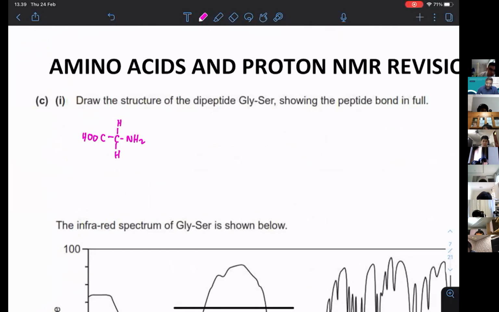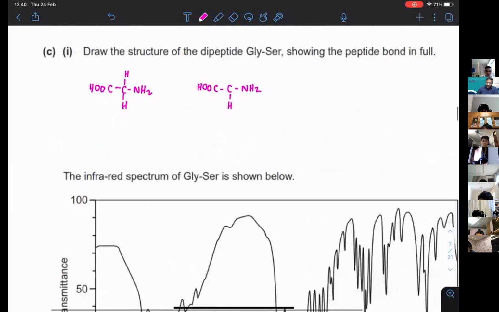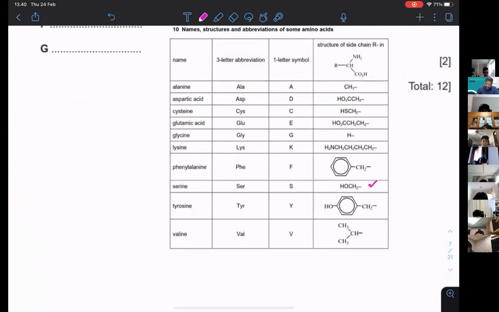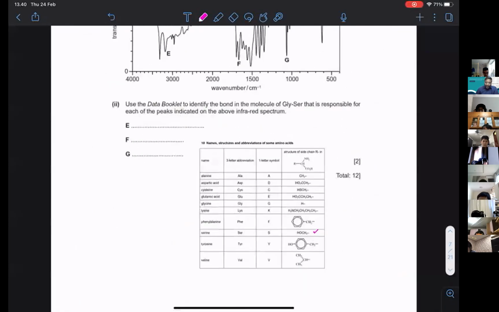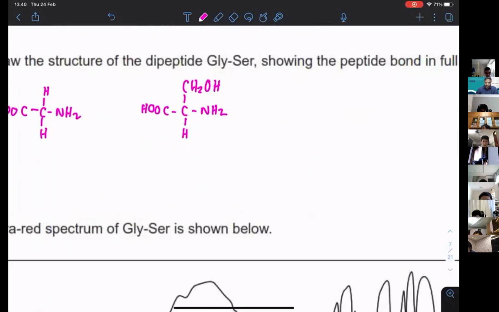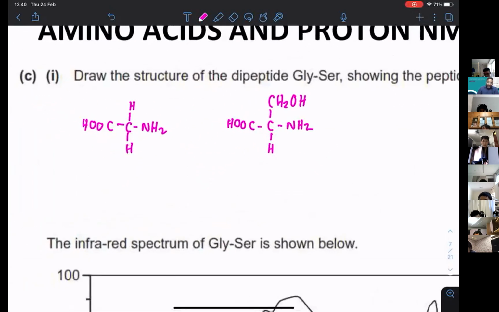Now, serine also will have NH2, COOH, and hydrogen. So the R group, let's actually look for serine. Serine is going to be CH2OH. So serine is CH2OH.